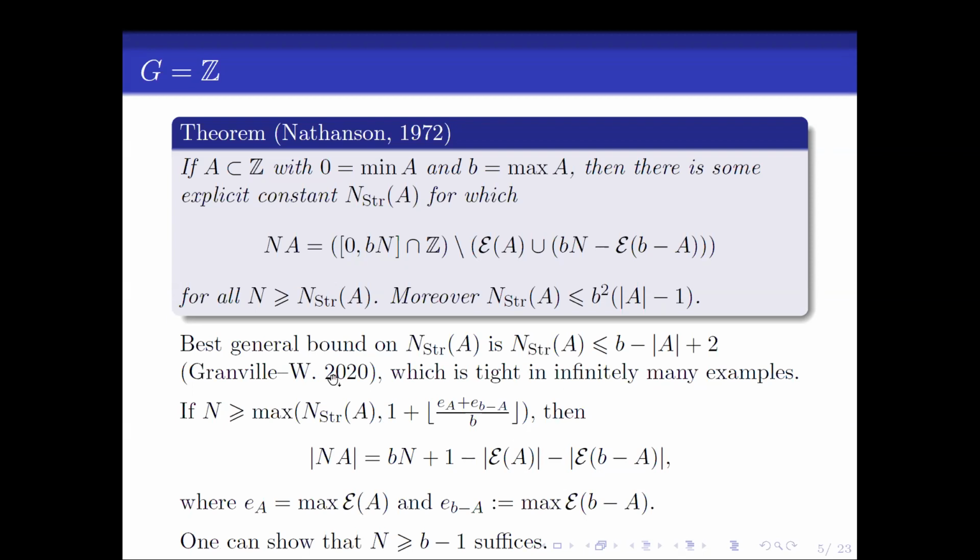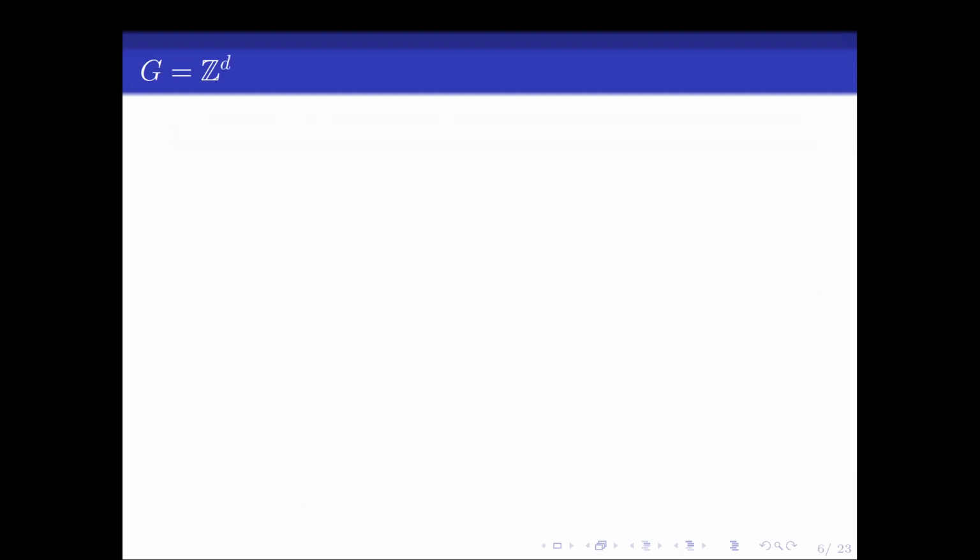Okay, and we have the results of Andrew and myself to bound the structure constant, and some cheap results can be used just to upper bound the exceptional sets. And you can show that b minus 1 is enough. If n is at least b minus 1, then you're going to grow linearly in size above that threshold. Okay, so this is all to say that the dimension 1 case is relatively well understood by now, which is in contrast to the d = 2 or above case.